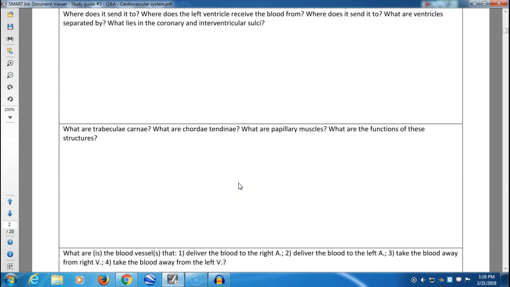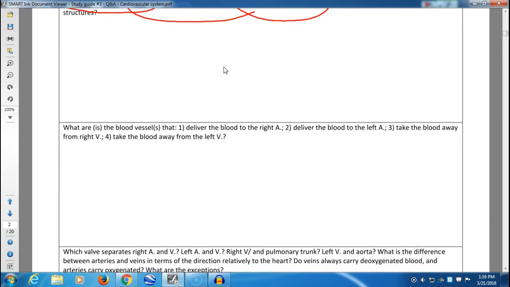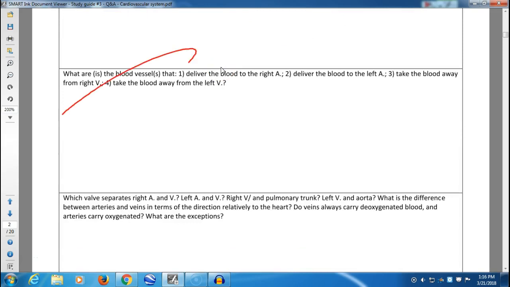Trabeculae carneae are the ridges on the surface of the ventricular walls. Chordae tendineae are the hair-like structures that attach atrioventricular valves to the papillary muscles. And papillary muscles control closing and opening of the valves. We just covered it. Everybody sees that. It's kind of reiteration of what we just said.